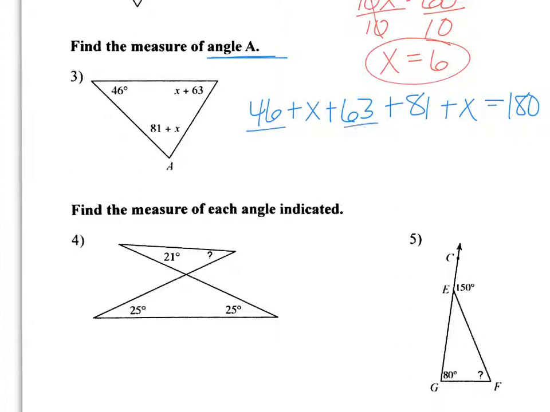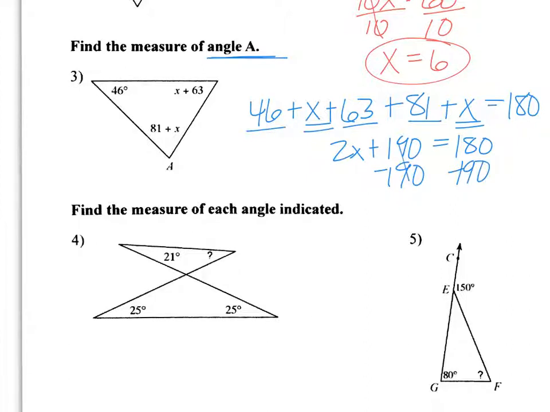So I look for my like terms. Those are like, so 2x's. If I add 46 and 63, that's 109. Add another 81 to that, and that's 190 equals 180. We subtract 190. Get 2x is negative 10. Divide by 2. So we get x is negative 5.